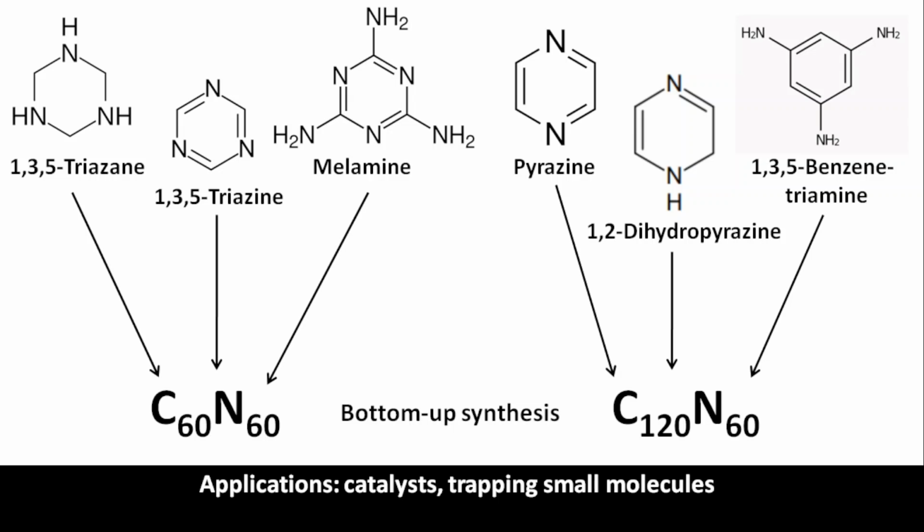1,3,5-triazine, 1,3,5-triazine, and melamine are potential precursors for a bottom-up synthesis of C60N60. Pyrazine, 1,2-dihydropyrazine, and 1,3,5-benzene triamine are potential precursors for the synthesis of C120N60. Porous carbon nitride fullerenes could be used as catalysts and for trapping small molecules.